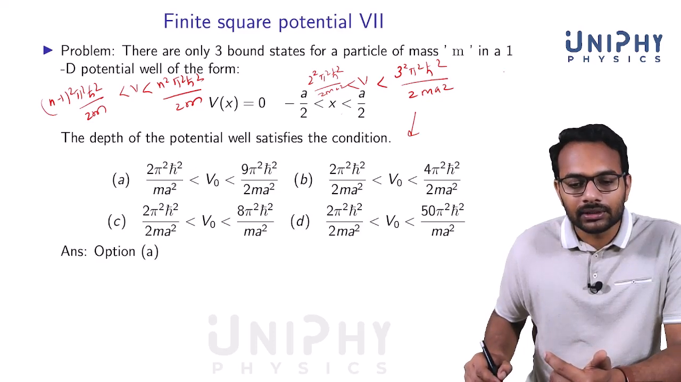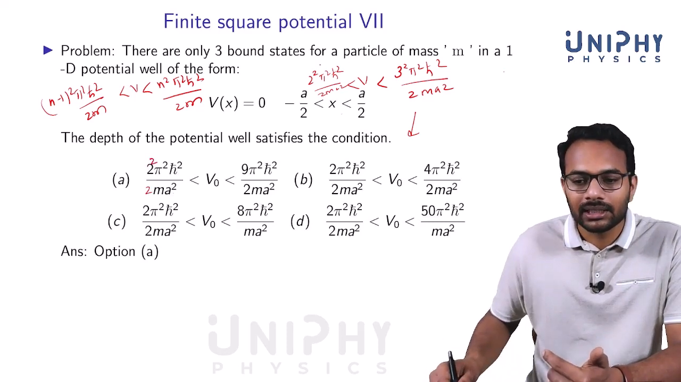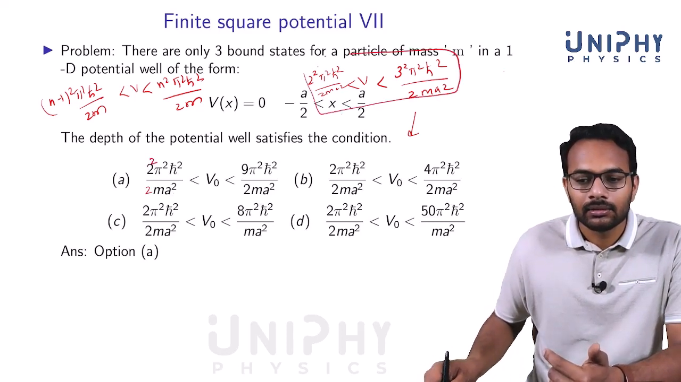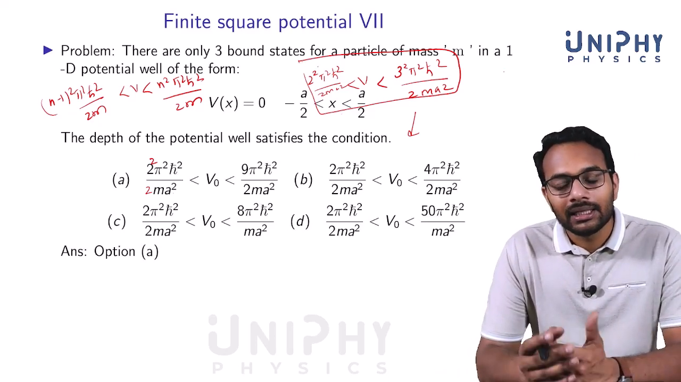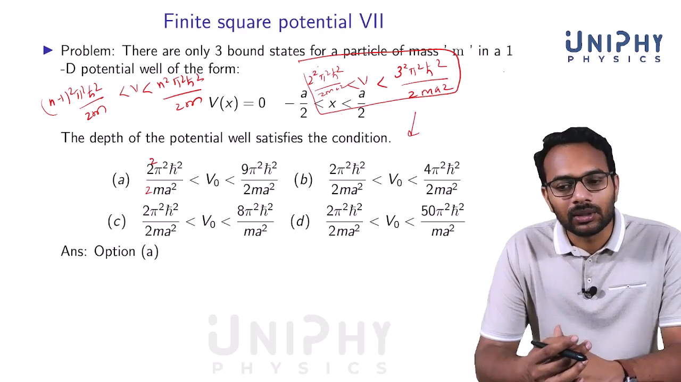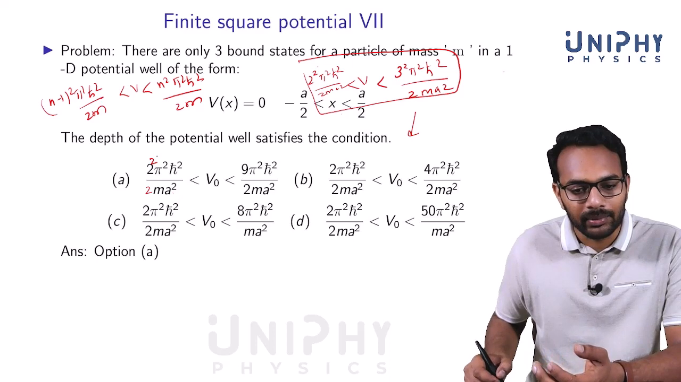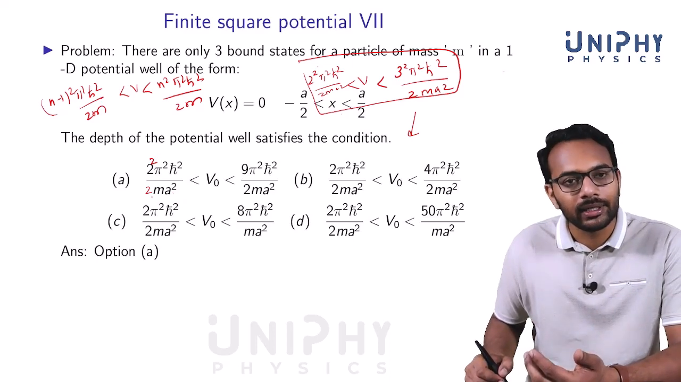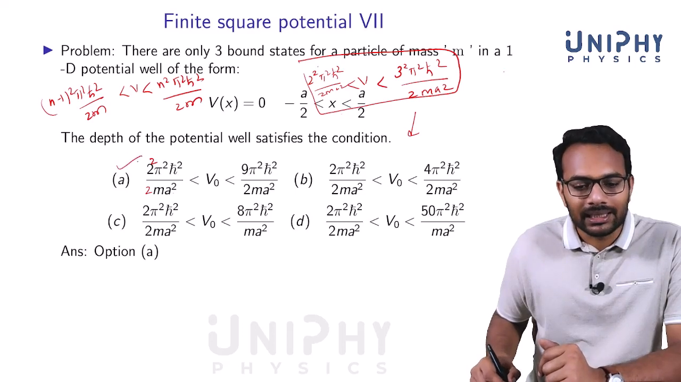2 pi square h cross square divided by ma square less than V0, less than 9 pi square h cross square divided by 2 ma square. I think this is correct, because this 2 we can write as 2 square divided by 2, and then we have the condition here. You see, 2 square pi square h cross square divided by 2 ma square less than V less than 3 square pi square h cross square divided by 2 ma square. So this 2 pi square h cross square by ma square, we can write as 2 square divided by 2 pi square h cross square divided by ma square. So option A is the correct answer.